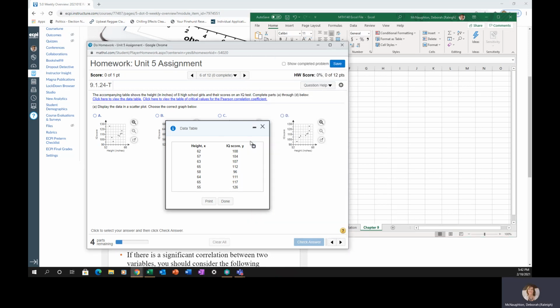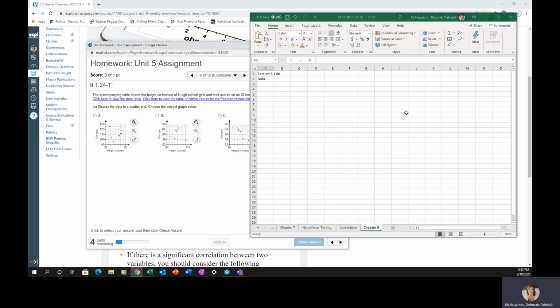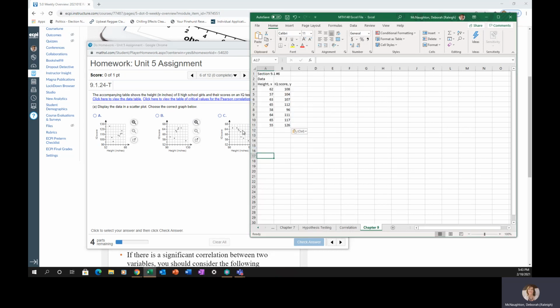I'm going to copy this to the clipboard, Control C. Okay, and then I'm going to go ahead and paste this into Excel. So this is my data that's given. X is the height, Y is the IQ score. Okay, and then here we can get our critical value, which we need for part of this. So first it says display the data in a scatter plot, choose the correct graph. So instead of just trying to look, let's go ahead and graph it.